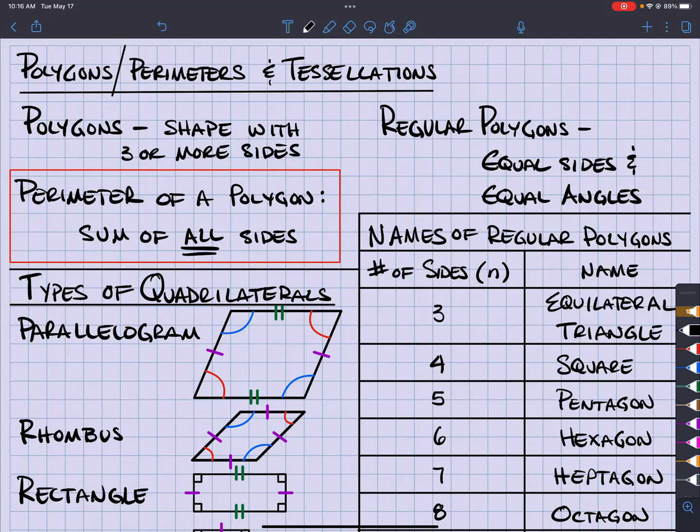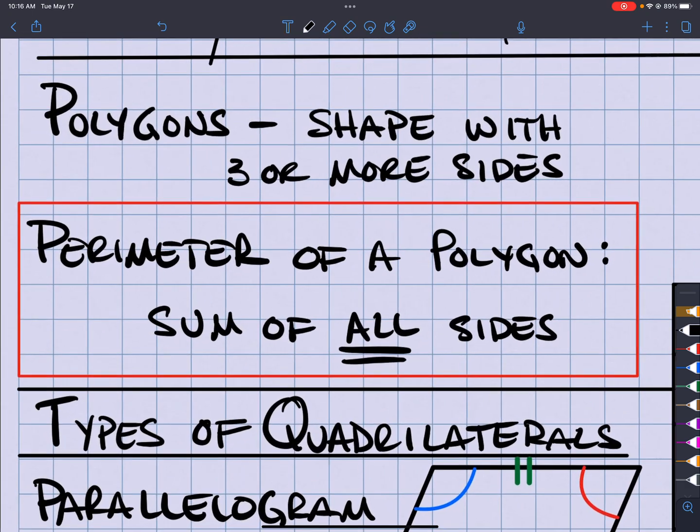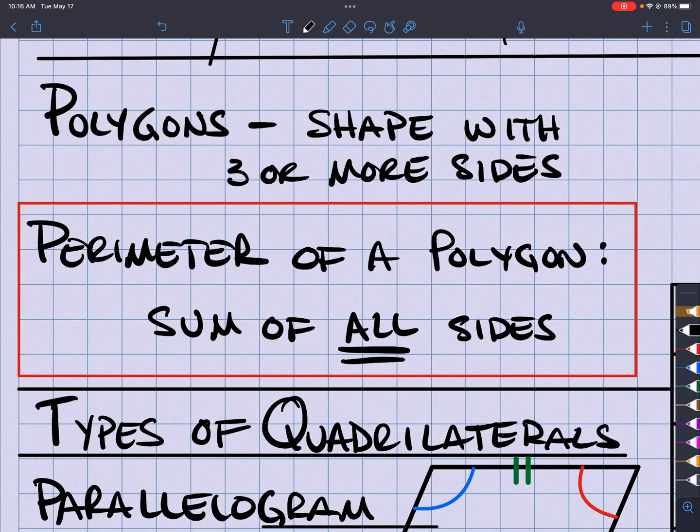All right, so we're talking about polygons, perimeters, and tessellations. So polygons are shapes with 3 or more sides, okay? And the perimeter for any polygon is the sum of all sides. Well, perimeter for anything really is the sum of all sides. So if there's 20 sides, you add up all 20 sides. If it's only 3, add up all 3 sides, right?